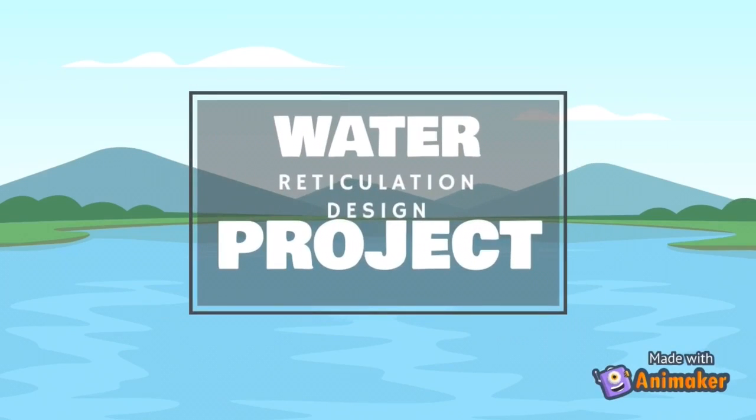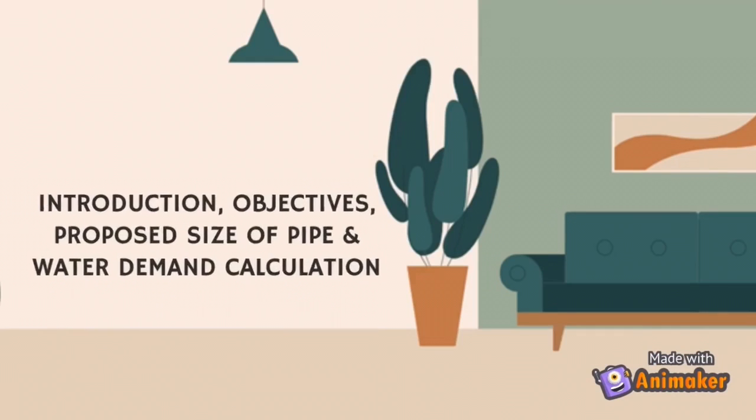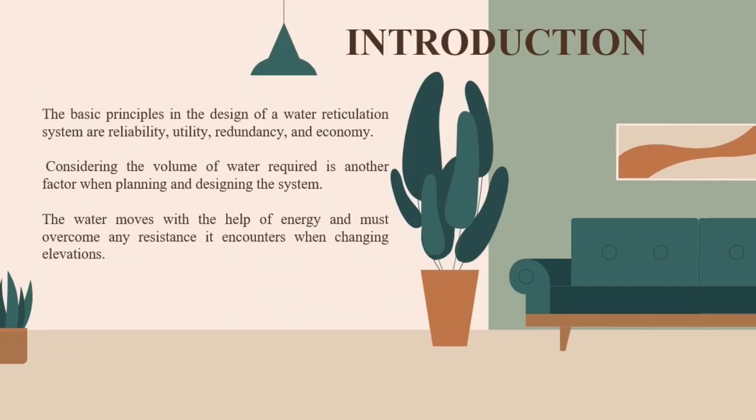Today we are going to present our project, which is the Water Reticulation Design Project. The basic principles in the design of a water reticulation system are reliability, utility, redundancy, and economy. Considering the volume of water required is another factor when planning and designing the system. The water moves with the help of energy and must overcome any resistance it encounters when changing elevation.